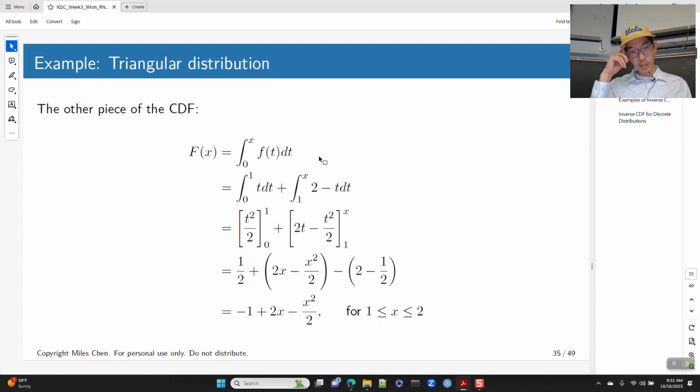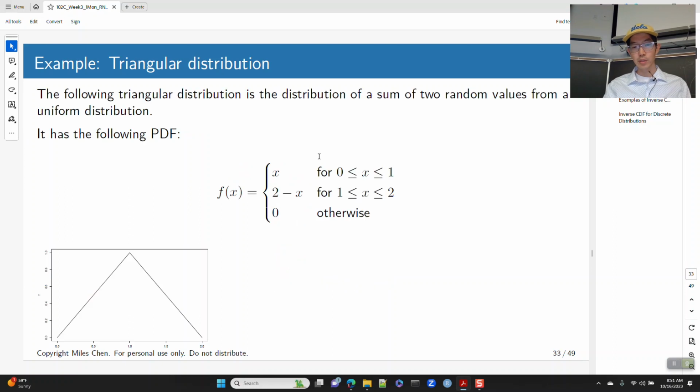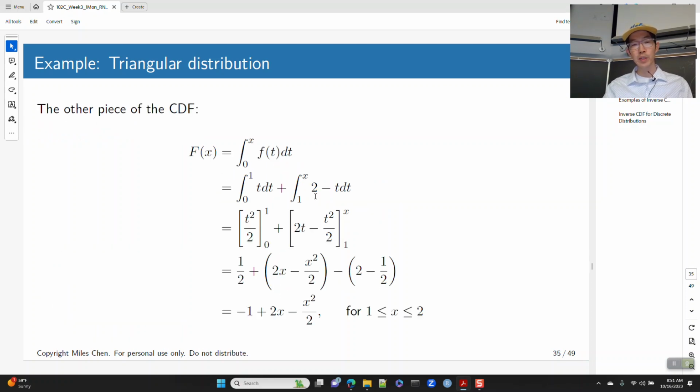Okay, and in this case, our CDF is x for x between 0 and 1, and then 2 minus x for x between 1 and 2. So here we have to integrate from 0 to 1 of t dt, and then from 1 to x of 2 minus t dt, okay? Because this is for all values where x is between 1 and 2.